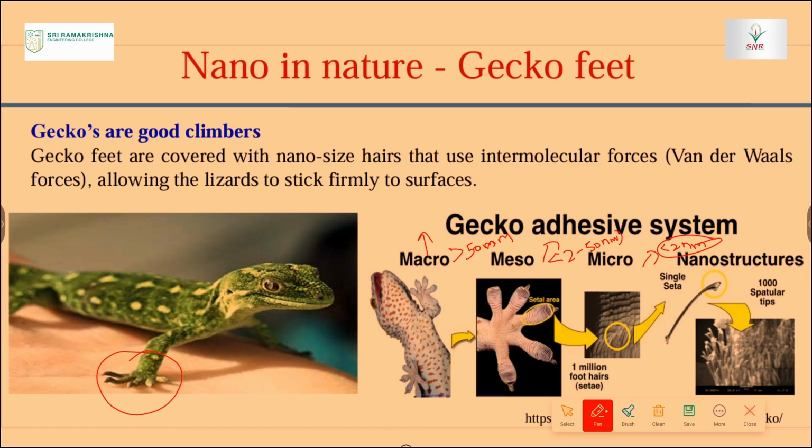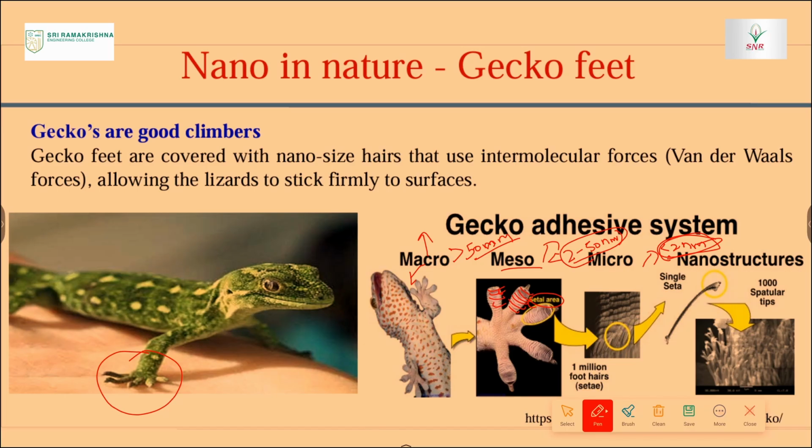Ranges of the scales, you can see the scale area, the setal area, between the gecko feet. It depends on various species. One type of species will have micro, where the distance between these two setal areas will be more than 50 nanometers, whereas for meso, other species have a range between 2 to 50 nanometers between the setal areas, and then the micro species will have less than 2 nanometers.